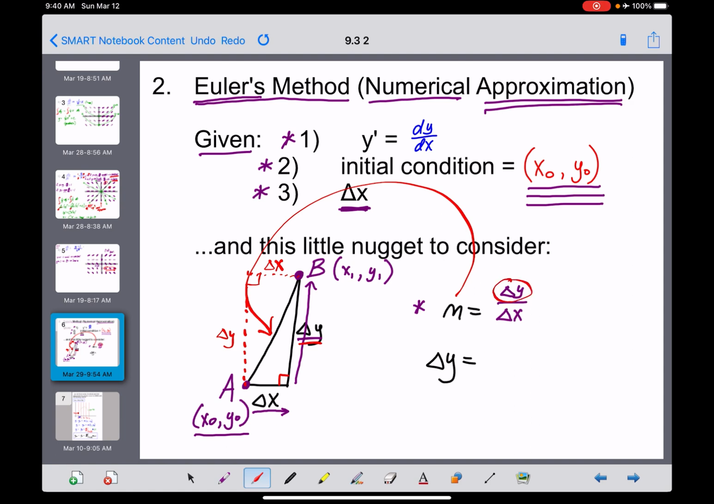We're going to know what delta x is because they'll give it to us, and in a roundabout way, the derivative that they give us right here tells us the slope of the tangent line, so we're going to know what m is, which means we can solve for delta y simply by multiplying both sides by delta x. So we end up with this simple but kind of important formula here, guys. You can find delta y by taking your slope and multiplying that by your delta x value.